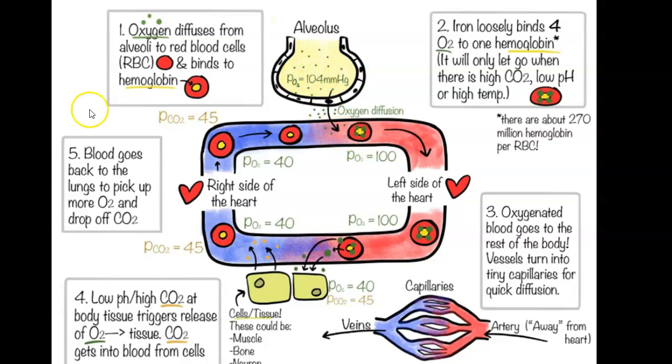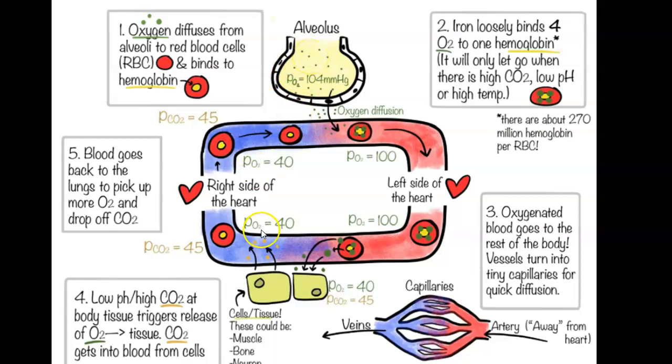So as you look at this diagram, what I want you to think about is, what would the CO2 level be in the alveolus in order for the CO2 to go from the blood into the alveoli, which once it gets into the alveoli, you will breathe the rest of it out.